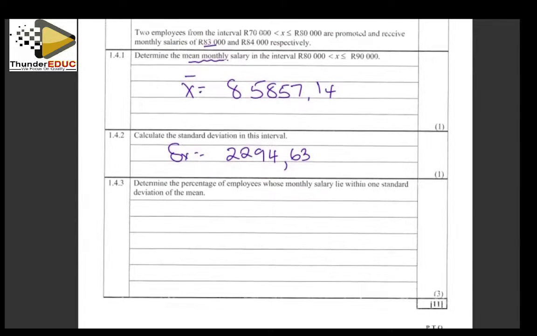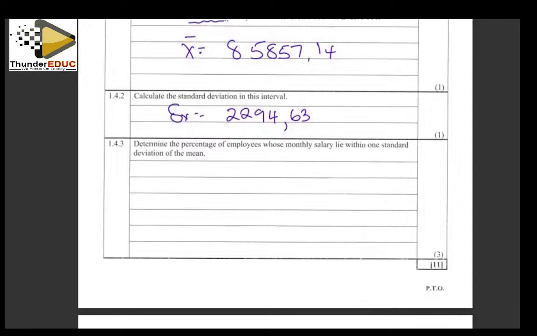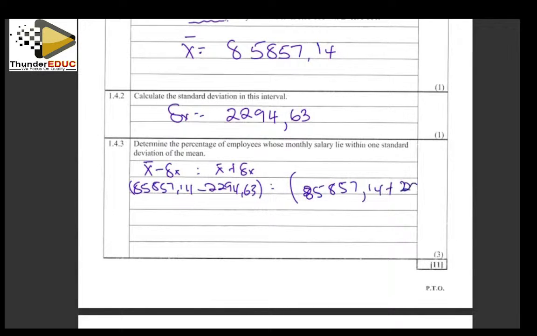Then 1.4.3. They want us to get the percentage of employees whose monthly salaries lie within one standard deviation. So let's get the interval of the mean minus the standard deviation, and then the mean plus the standard deviation. So if it's 85,857,14, we subtract the 2294,63. That's for the minimum, and then for the maximum, it's going to be 85,857,14 plus 2294,63.